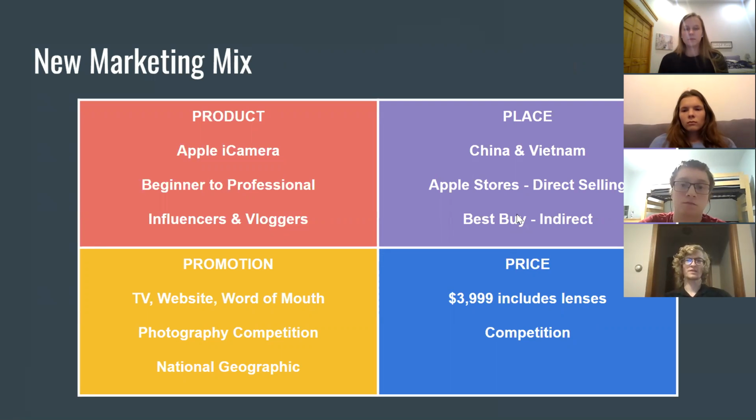So the iCamera, if we had more time, I could go into a lot of detail with it. But what the iCamera is, is a revolutionary new camera that anyone can use. If you're a beginner, a professional, an influencer, a vlogger, a YouTuber, whatever it is, the camera that we created takes it all and condenses it down to one. With it, we have artificial intelligence.